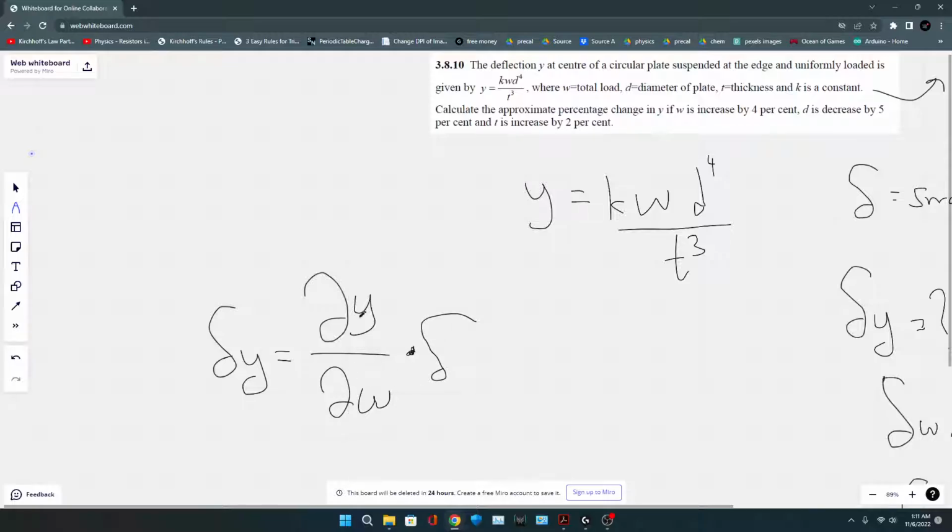Kalau sini, ni maksudnya delta y over delta w, maksudnya dalam equation y, delta w maksudnya we differentiate with respect to w. So in equation y, we differentiate with respect to w. Ataupun dalam bahasa Melayu dia, dalam equation y, kita differentiate w. Okay, ni dia punya bahasa yang you kena tahu.